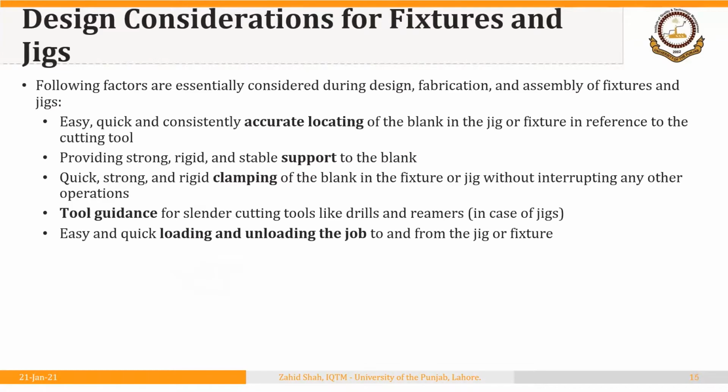So again, the same summary: we need jigs and fixtures to achieve accurate locating of the blank, supporting the blank, clamping the blank, and we have to make sure that the part does not move at all during machining. That is also very important, and we need tool guidance in the case of jigs as well. And as a whole, loading and unloading the job in the jig or fixture should be easy as well as quick. Human factors should also be kept in mind.